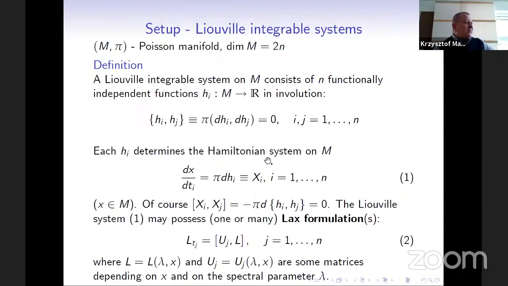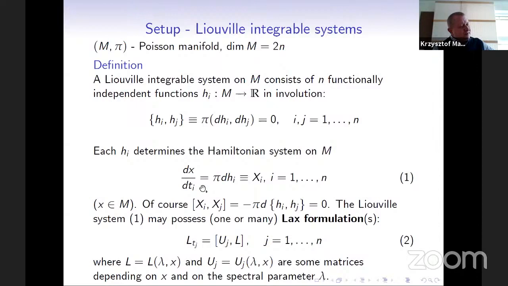And now we have this beautiful structure. We have n independent functions in involution. And now, in some cases, such systems can also have something that is called Lax formulation. What is this? This is a matrix equation of this form. L_{t_j} is simply a partial time derivative of an operator matrix L with respect to time t_j. And this is a commutator of matrices.